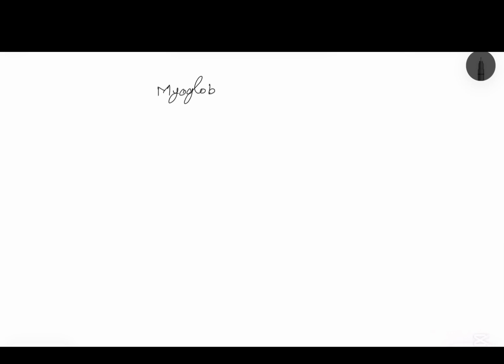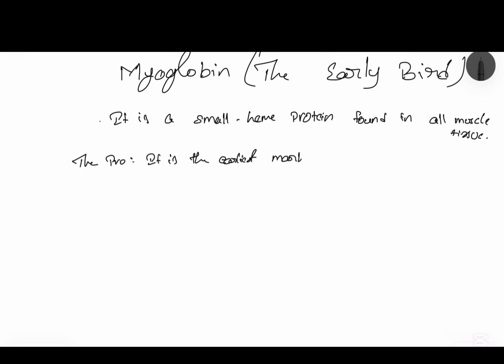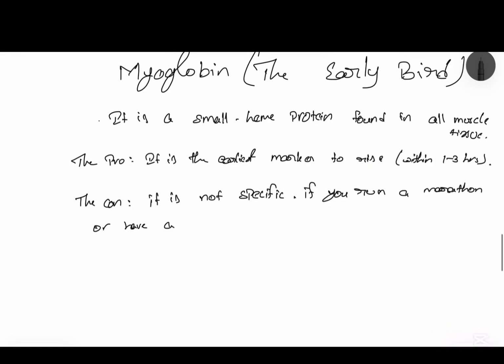Myoglobin, the early bird. Myoglobin is a small heme protein found in all muscle tissue. The advantage? It is the earliest marker to rise, appearing within 1 to 3 hours. The disadvantage? It lacks specificity. Levels will rise due to a marathon or general muscle injury.